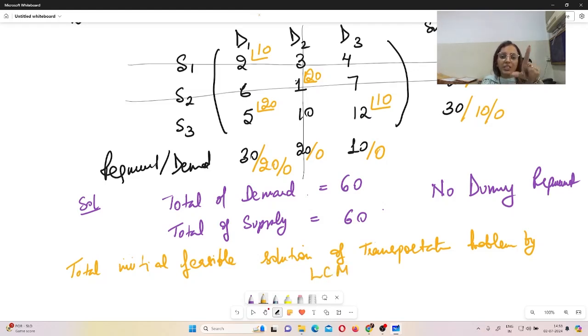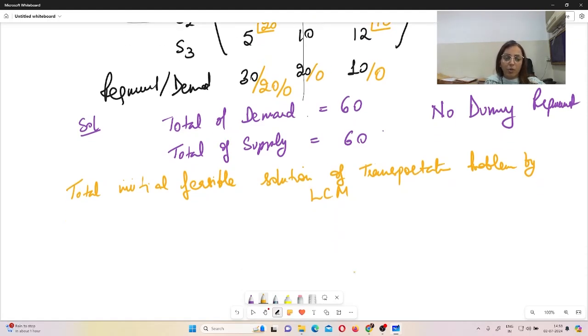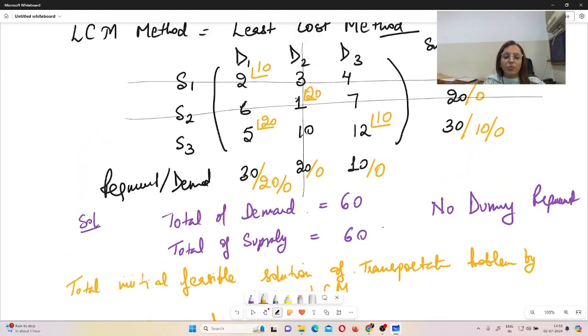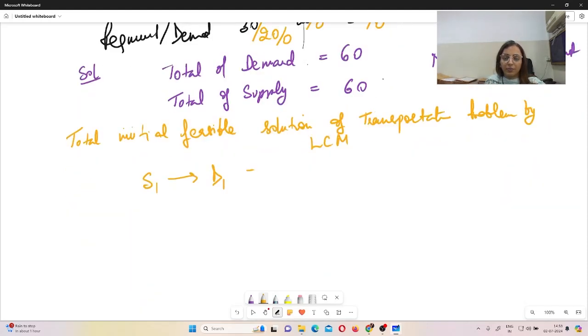Again, the same allocation from S1 to D1, we have given the allocation, right? So write it S1 to D1, 10 units at a rate of rupees 2. From S1, we have given how many units to D1, right? 10 units at a rate of rupees 2. So write it 10 units at a rate of rupees 2 per unit. So multiply by rupees 2 per unit, that will become rupees 20. So total cost will be 20 over here, right? Now S1 to D1 is done up.